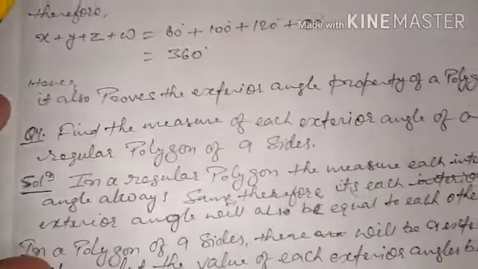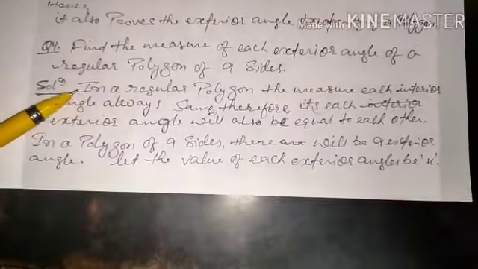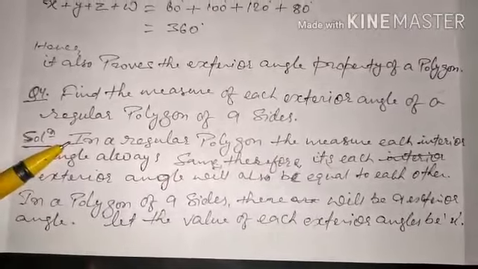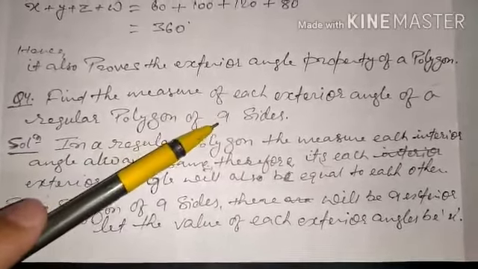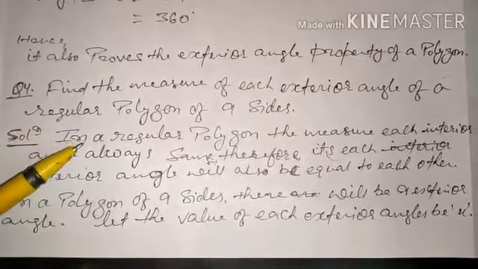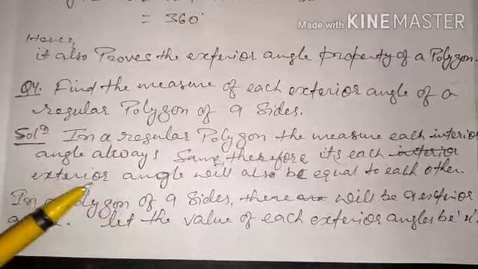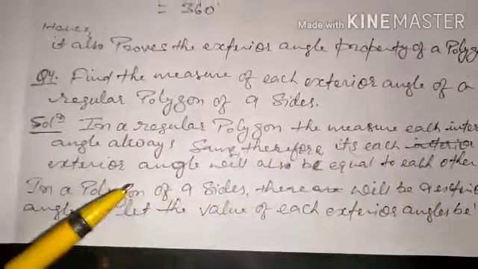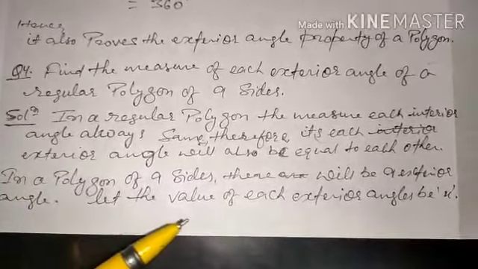Now it is asking us to find the value of each exterior angle. Since it is a regular polygon, the measure of each exterior angle is going to be the same. Since 9 sides are there, 9 exterior angles will be there, and 9 interior angles will be there. In a regular polygon, the measure of each interior angle is always the same, therefore each exterior angle will also be equal to each other. In a polygon of 9 sides, there will be 9 exterior angles. Let the value of each exterior angle be x.